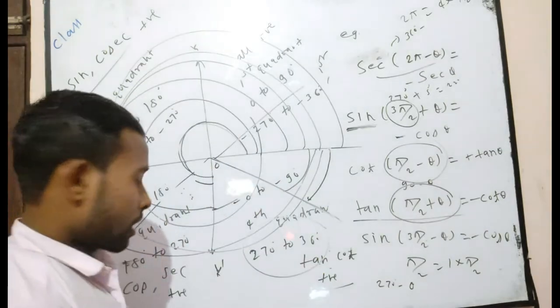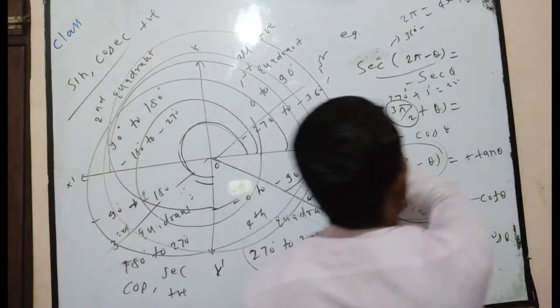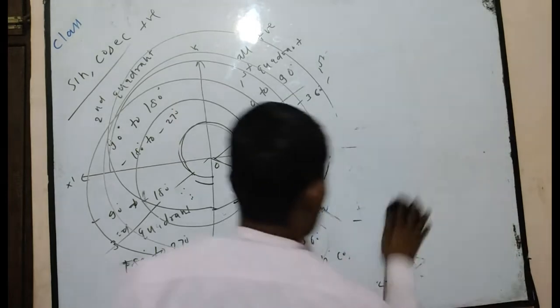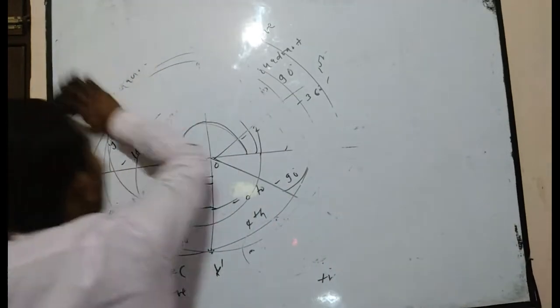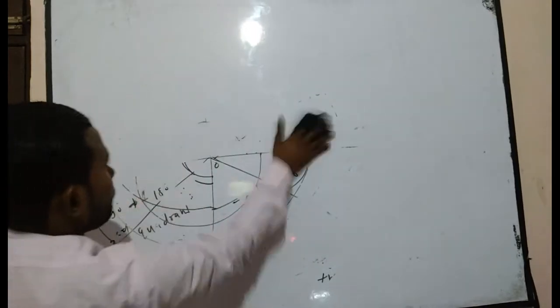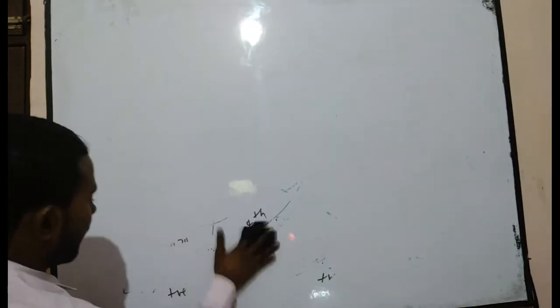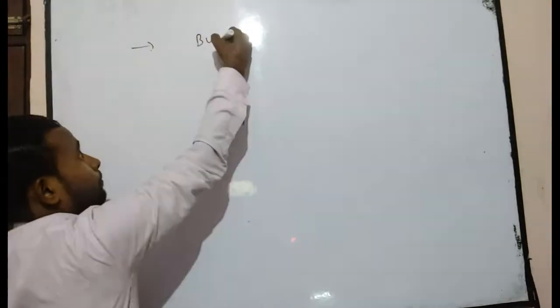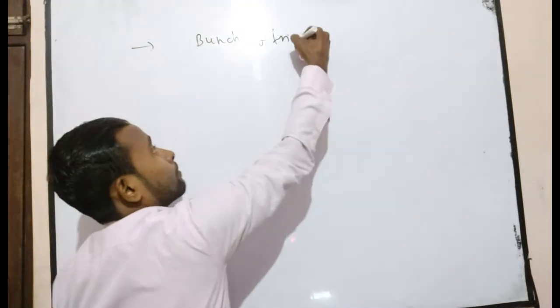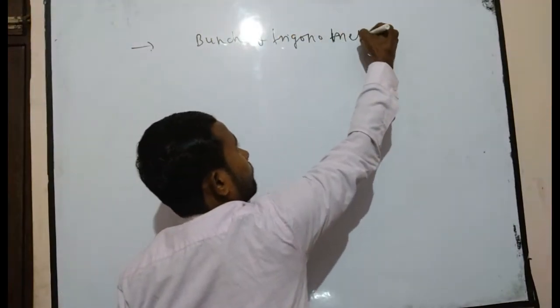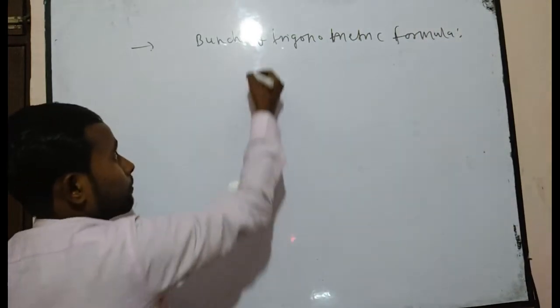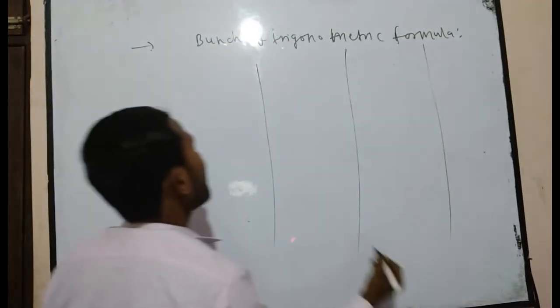Now I give you some homework and you have to write it. After it, you will understand the whole formula very well. I want to rub this out first of all, and write a bunch of trigonometric formulas. You have to divide the whole plane into 4 parts.